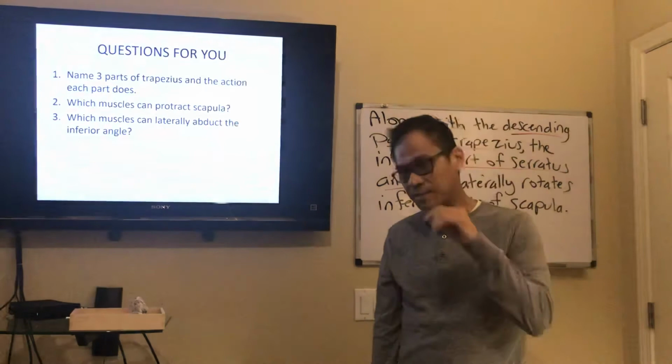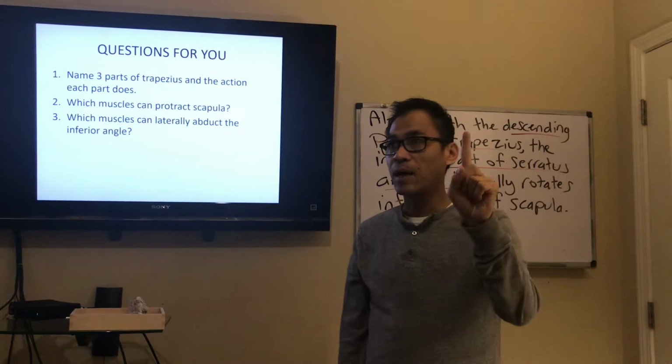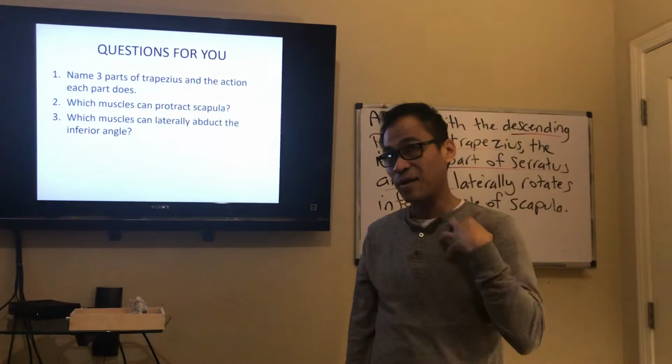Which muscles can protract the scapula? Two, we said serratus anterior and pectoralis minor can protract the scapula. Those muscles are basically in the front, and they reach back on the scapula, and they pull it forward.